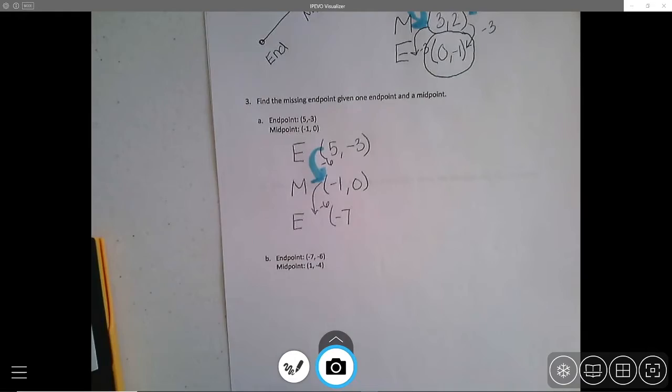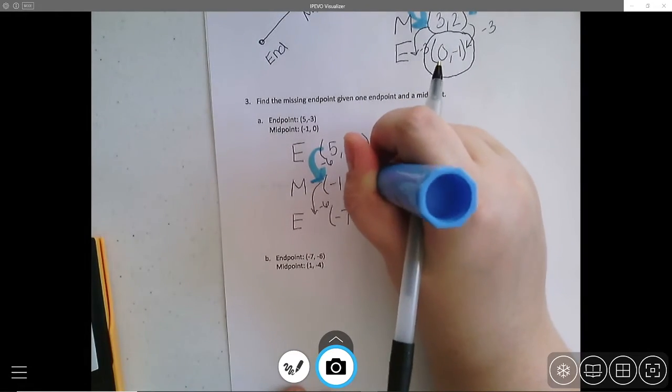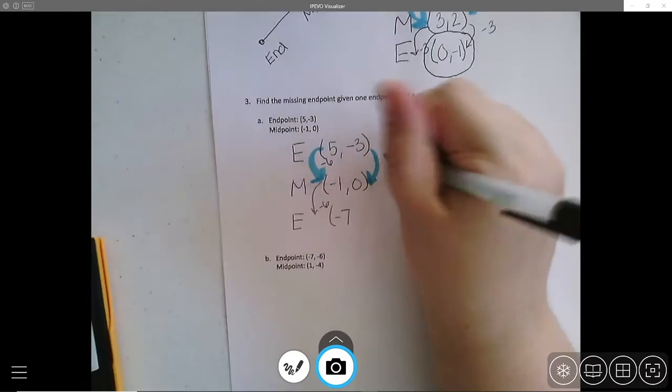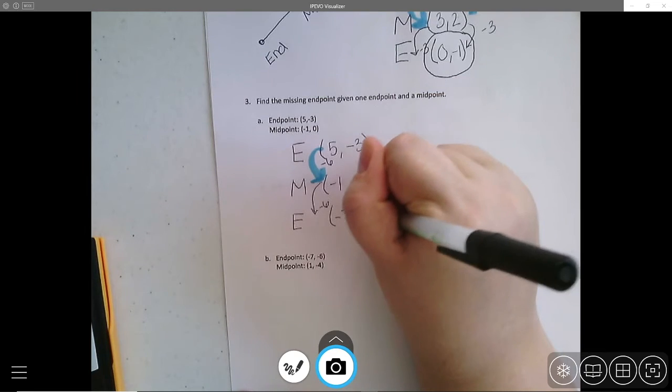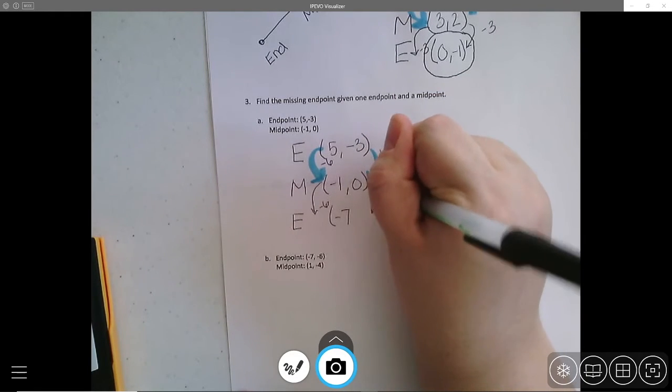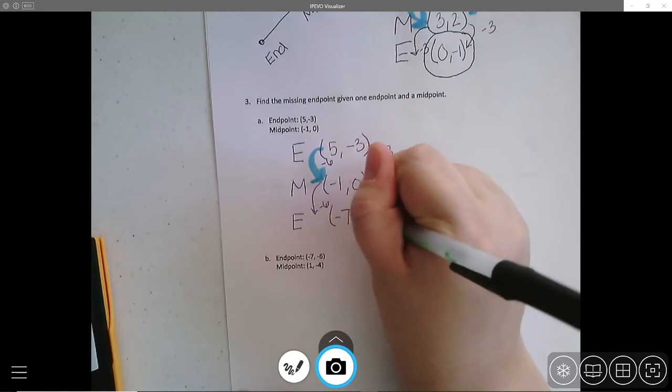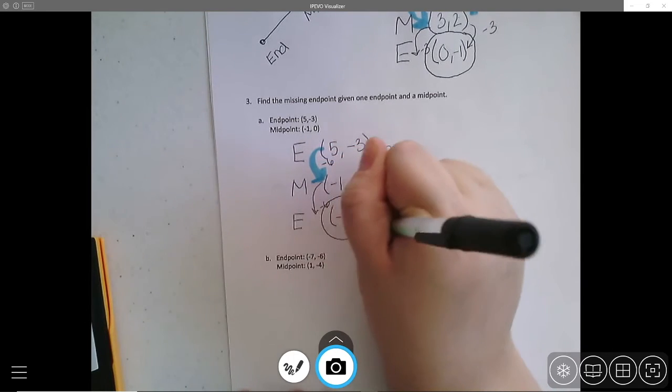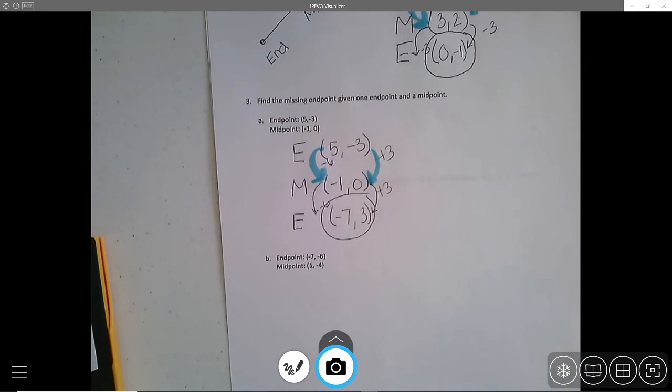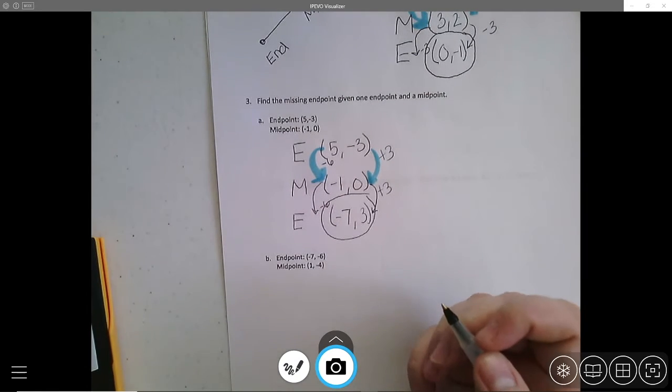And then on the side of Y's, how do I get from negative 3 to 0? I add 3. 0 plus 3 gets me 3. There would then be my final answer for the other endpoint that is missing.